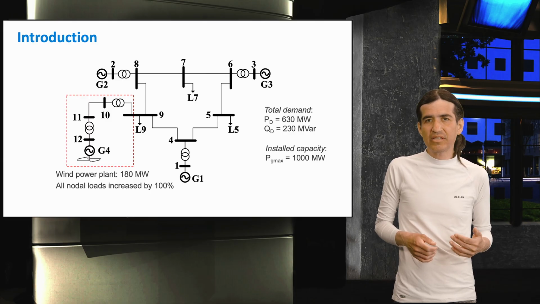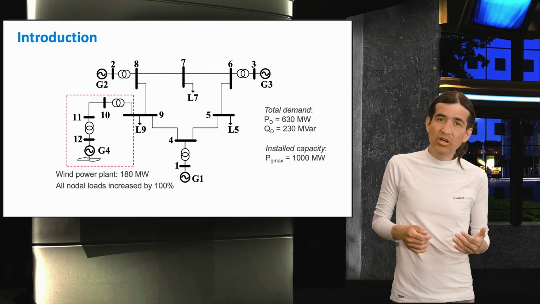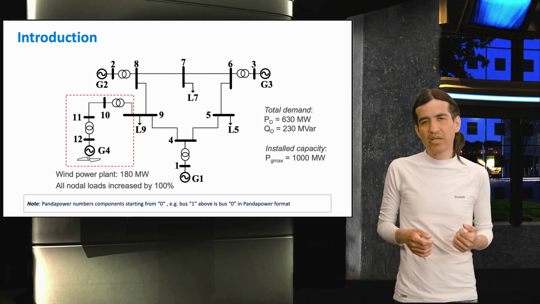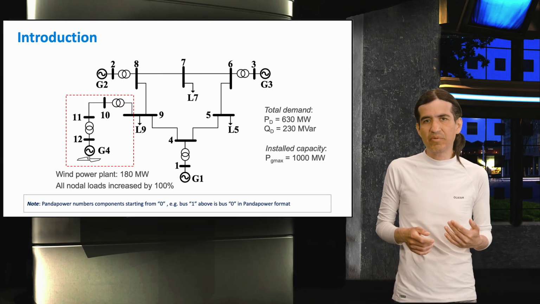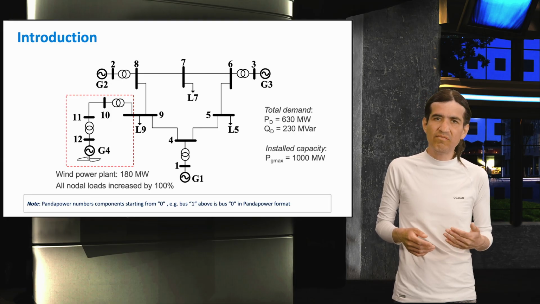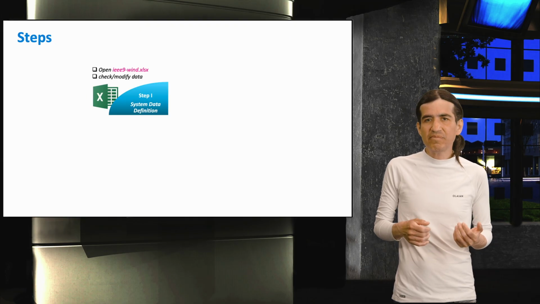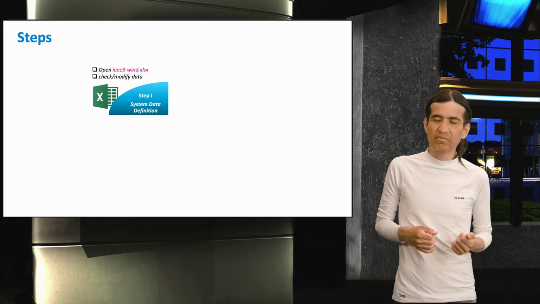The data of the test system is structured in Panda Power. Note that this tool sorts the components starting from zero. Thus, for instance, bus number 1 shown in the diagram of the IEEE 9-bus test system is bus 0 in the matrix data of buses in Panda Power. The system data is given in an Excel file that is read by Panda Power.